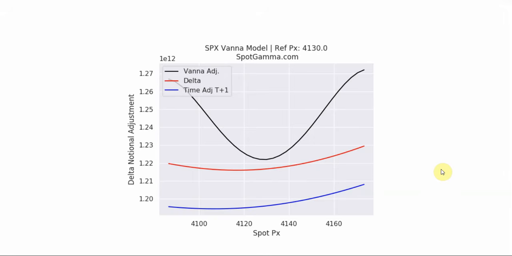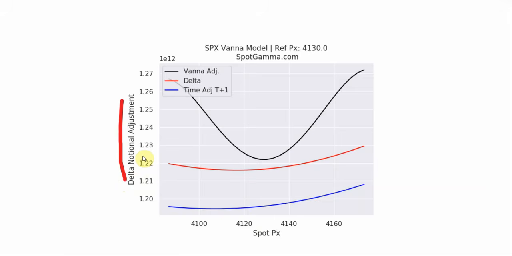So what you're looking at here is a representation of the delta exposure of all of the options in the S&P 500, all of the puts and all of the calls. We assume that market makers, by and large, are short puts and long calls. So we look at all the puts and all the calls in the S&P 500, and we model that out to figure out where hedging flows may come into the market. Along the x-axis here, we have the S&P 500 price, and along the y-axis, we have the delta notional.